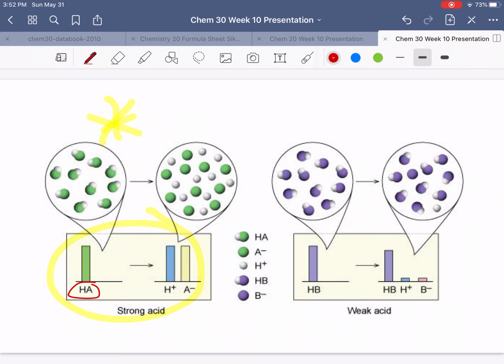Vice versa, take a weak acid, and we have a scenario over here where there's actually a massive amount of the acid that stays unionized. It doesn't ionize, only a little bit turned into hydronium and a little bit turned into what we call the conjugate base, the anion. Okay? Weak acid versus strong acid.